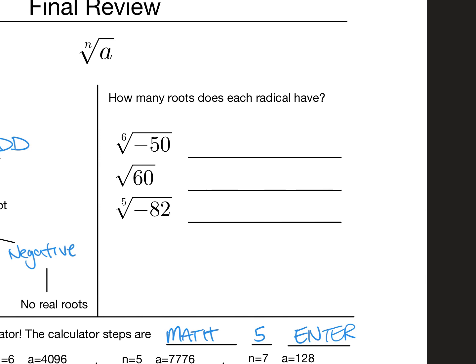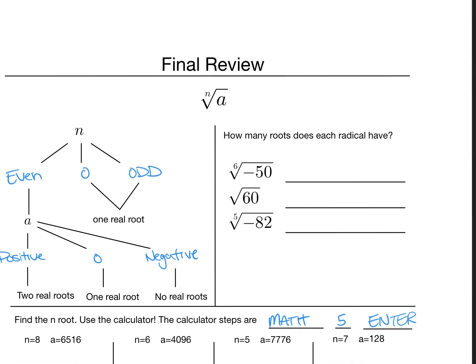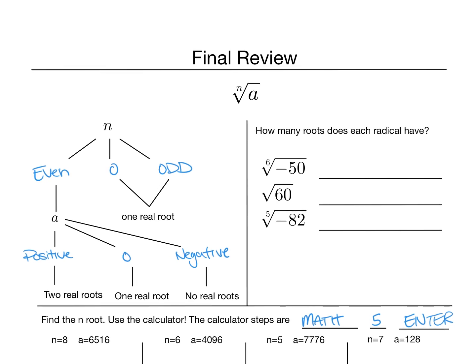All right, let's take a look at how to use the flow chart. We have to first look at n. So the n is going to be the number outside of your radical.